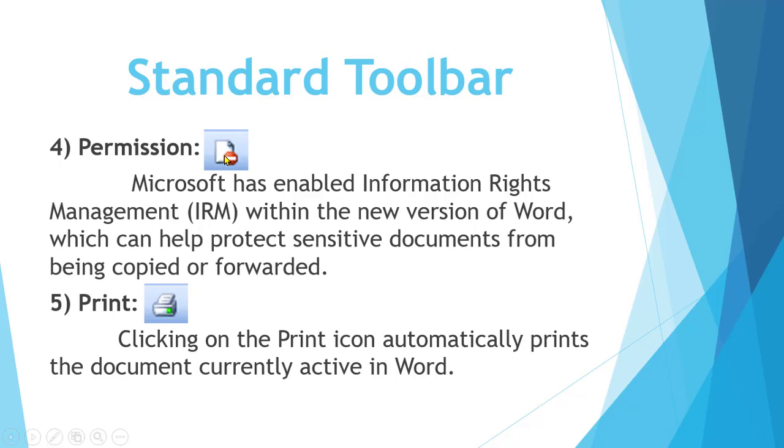This is the permission icon, which is available on the standard toolbar, and Microsoft has enabled information rights management within the new version of Word, which can help protect sensitive documents from being copied or forwarded. Fifth one is the print command. When we type our document in Microsoft Word, edit it and format it, and our final document is ready to print, then you click on this print command for printing your document.